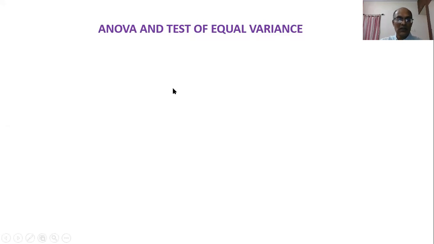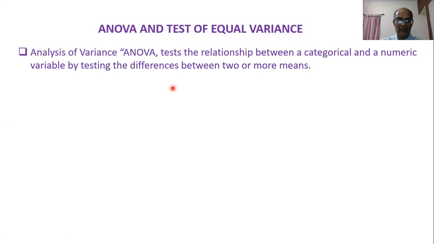Today we are going to discuss Anova and test of equal variance. Anova, or analysis of variance, tests the relationship between a categorical variable by testing the differences between two or more means. So here we are comparing the means of two or more categories and testing whether they are significantly different from each other, or at least one of the means is different from all other means.